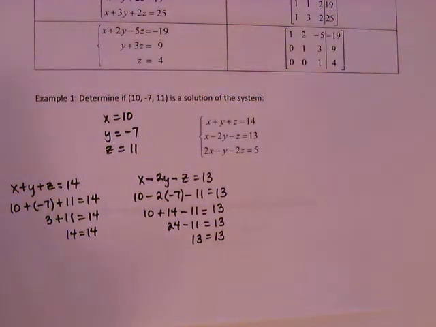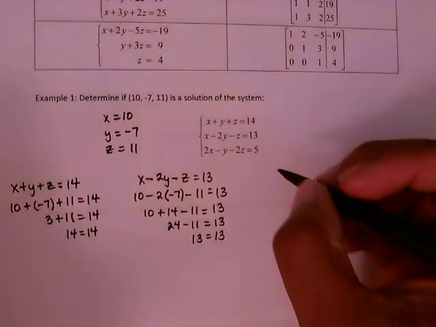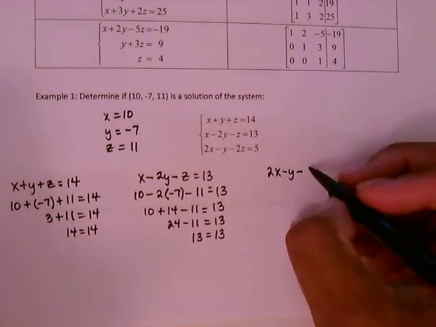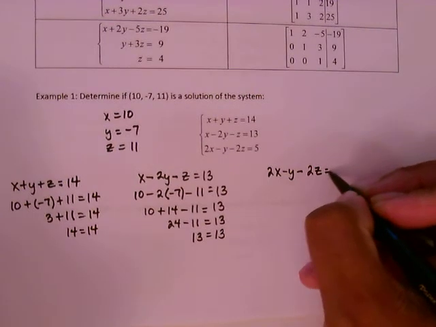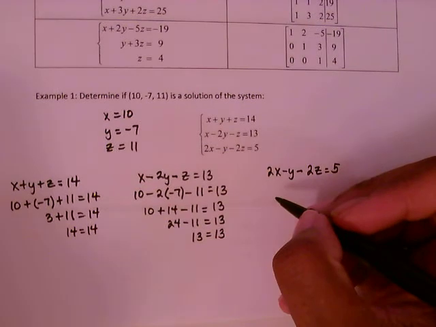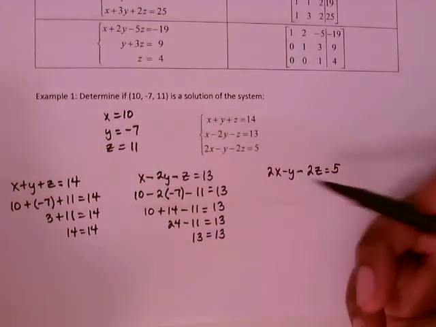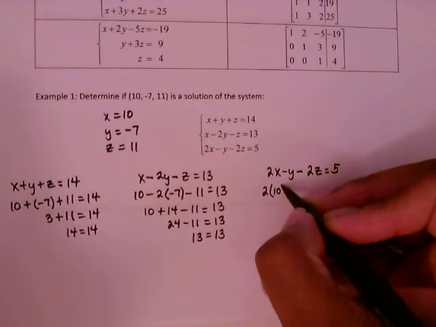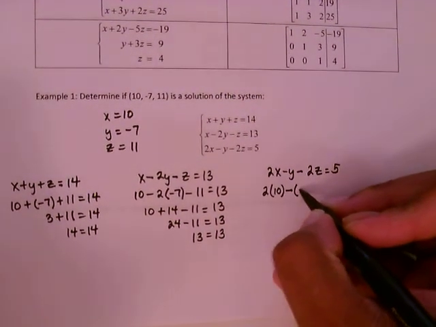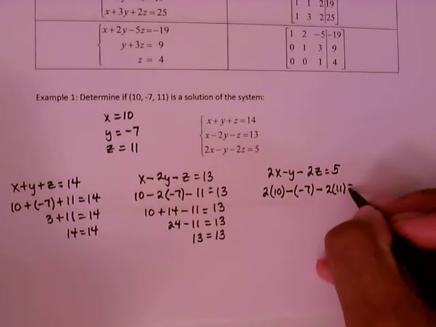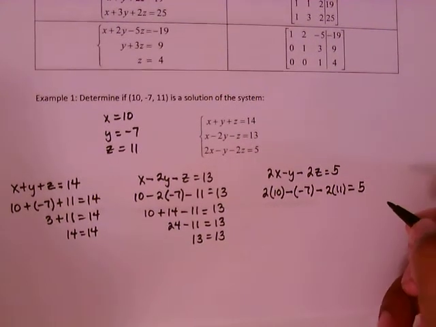But what about the third? Which is 2x minus y minus 2z equals 5. And here I want to find out if this ordered triple satisfies this third equation. Again, substitute x with 10, so we get 2 times 10 minus y, which is -7, minus 2 times z, which is 11. This should equal 5.